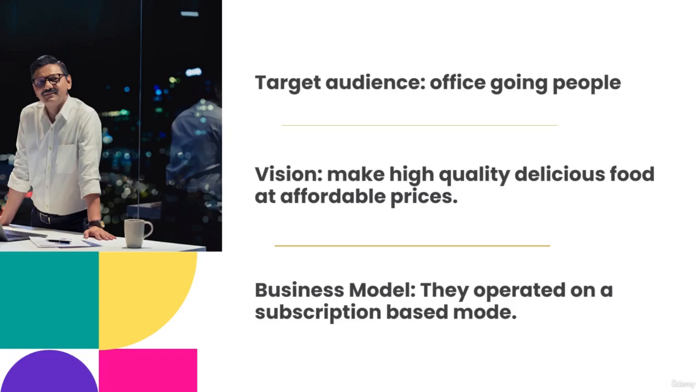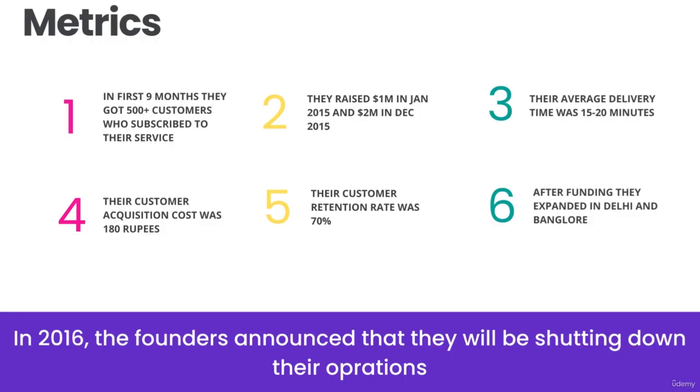So let's understand some details related to Yummist. The target audience of Yummist was clearly the office going people. The people who did not find time to prepare food were the target audience of Yummist. The vision of Yummist was to clearly make high quality delicious food at affordable prices. And the business model was a subscription based model. That is, they used to charge a monthly flat fee and used to deliver a specific number of meals in that subscription model. Let's now have a look at some of the metrics associated with Yummist.